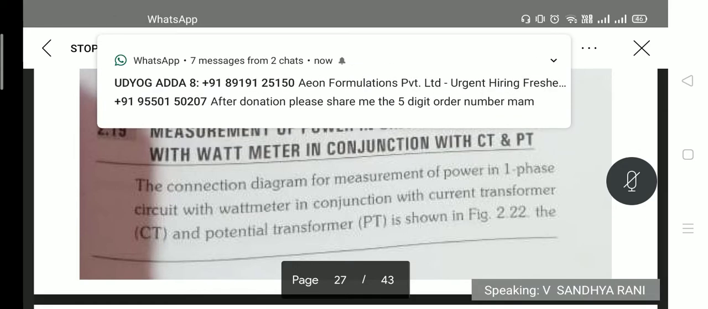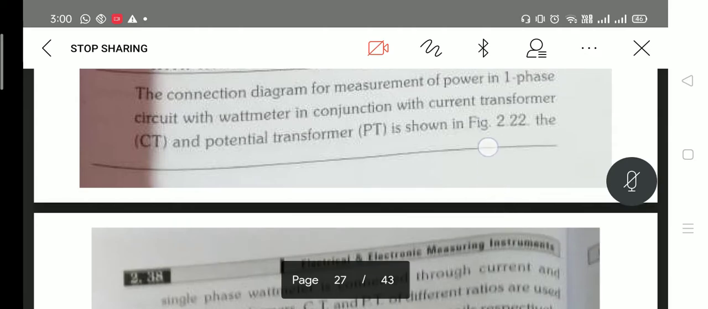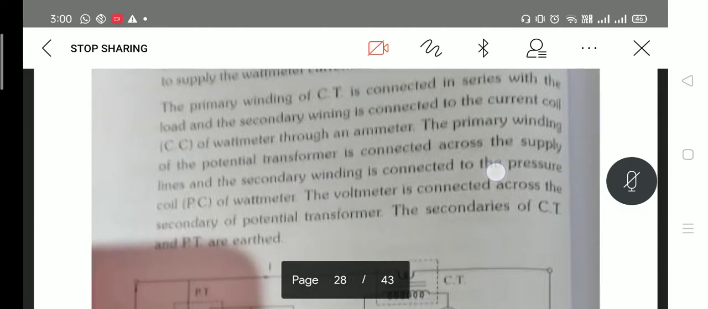Today we discuss measurement of power in a single phase circuit with a wattmeter in conjunction with a current transformer and potential transformer. How do we measure the power in a single phase circuit by using the current transformer and potential transformer? You can see the circuit diagram here.